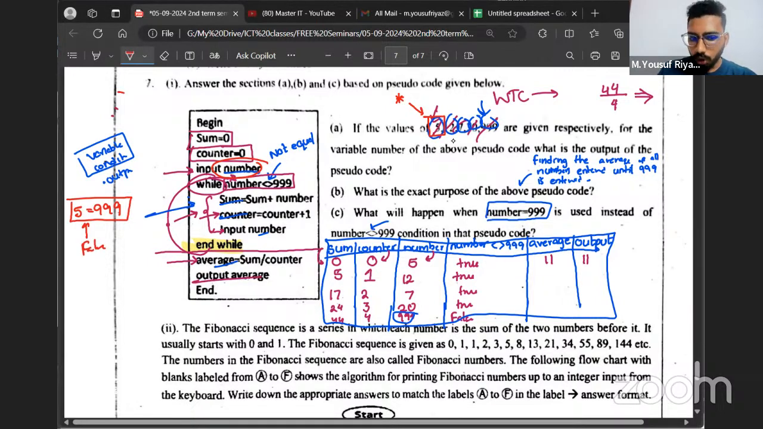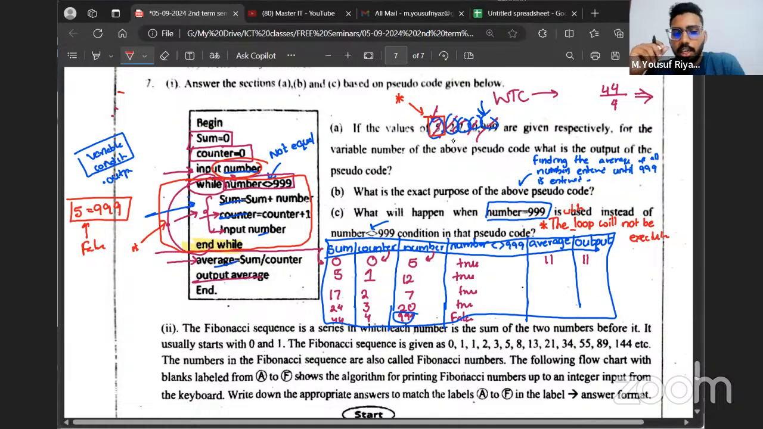So if that condition gives you false, will that loop continue? No, right? So you can mention that if it was number equals instead of number not equal, the loop will not be executed. Loop means repetition. So the while loop will not be executed. This whole thing will not be executed if that condition is false, if that number was equal to 999. Is that clear, all of you?